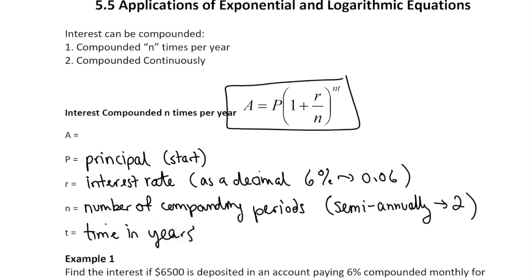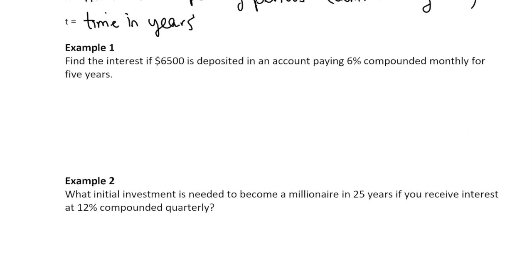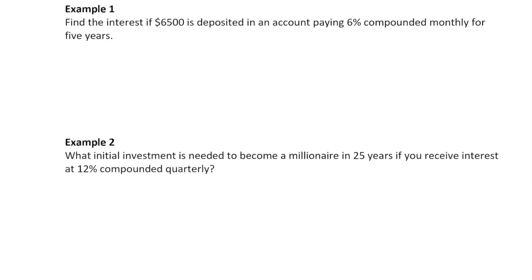So A is our answer, but I like to call it your accumulated amount. It's the amount that you have at the end of all of this. And so that's our compound interest formula. It should look a little bit familiar, but let's see what we could do with some questions and figure out how this works out. Okay, example number 1.